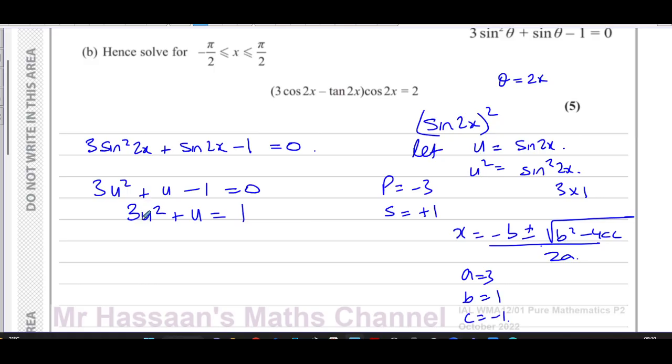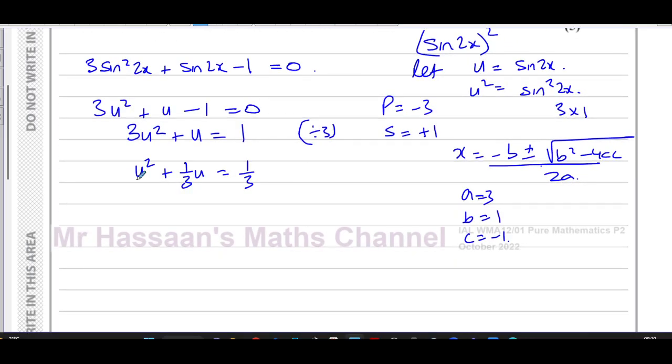All right, so I have 1 of that term squared, so 1u squared. So I'm going to divide the whole equation by 3 to make this into 1u squared. So this will be u squared plus 1/3 u, equals 1 over 3, which is 1/3. Right, now we are ready to complete the square. Now we're going to start completing the square. So I'll just make some space here.